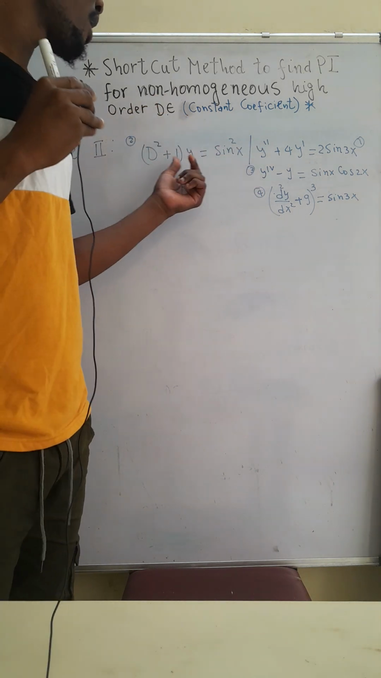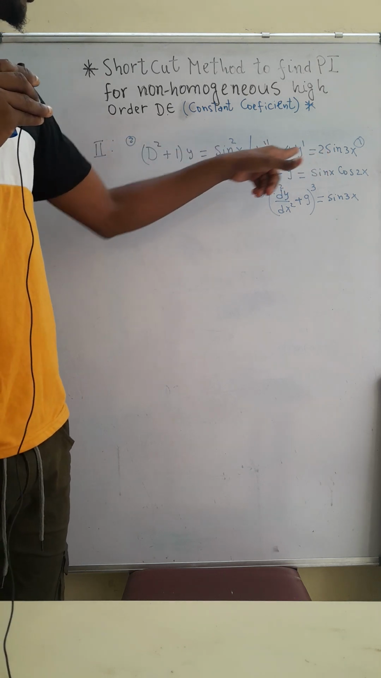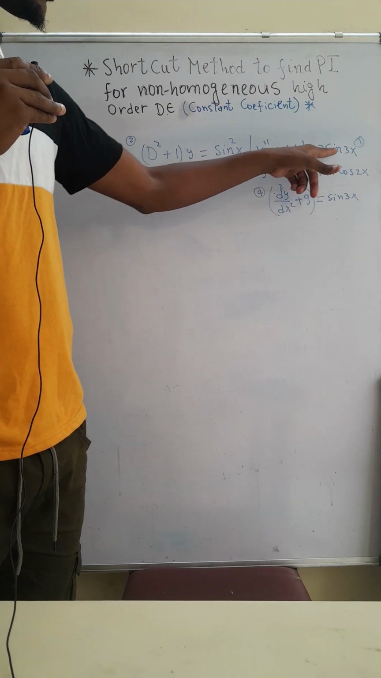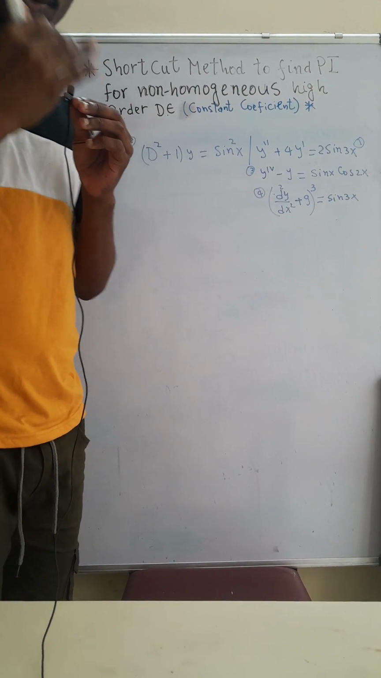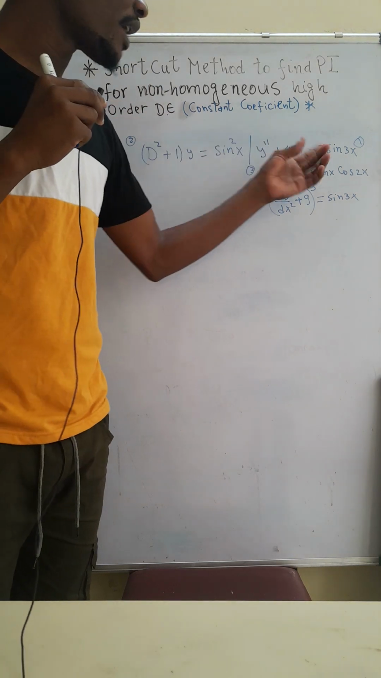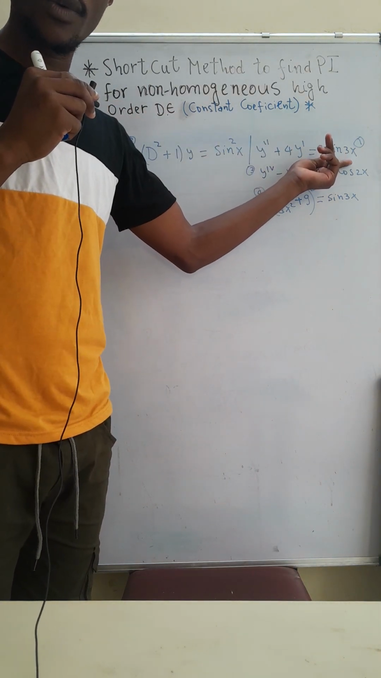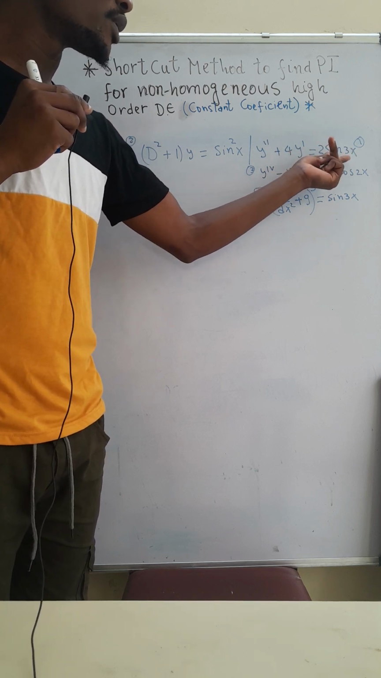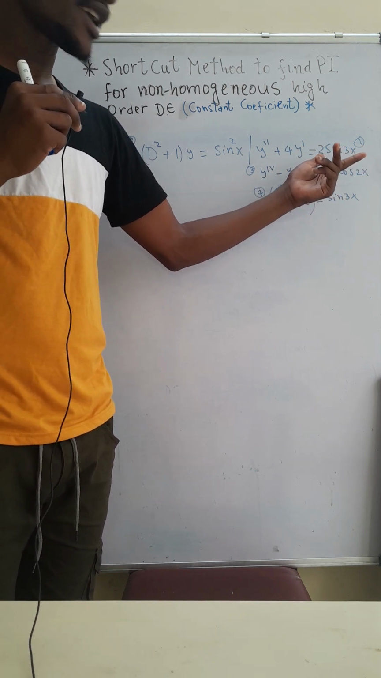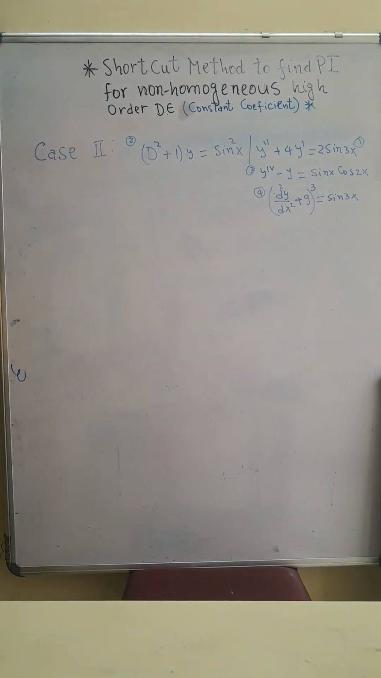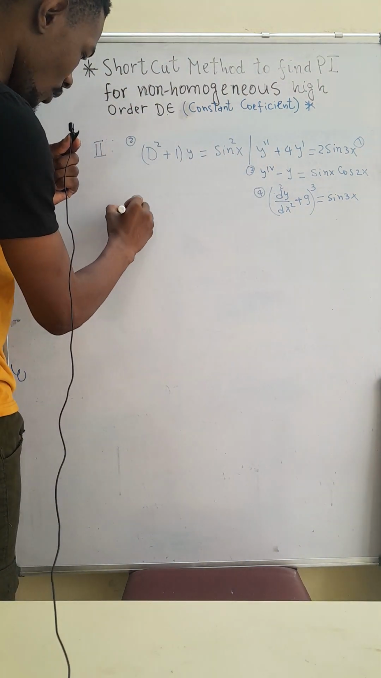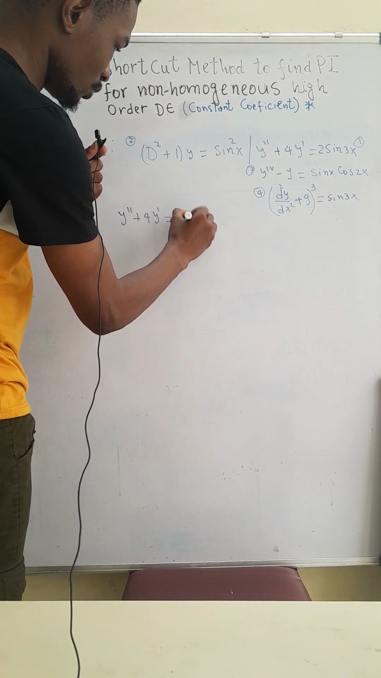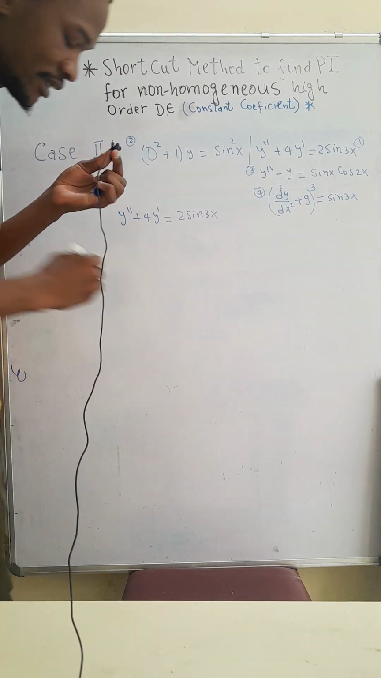Just see here, this is the first one: y double dash plus 4y dash equal to 2 sinus 3x. When to apply case number 2? It is when this g of x, the function on the right side, is equal to sinus or cosinus. So that's the point. Now see how to solve this one. We have y double dash plus 4y dash equal to 2 sinus of 3x.